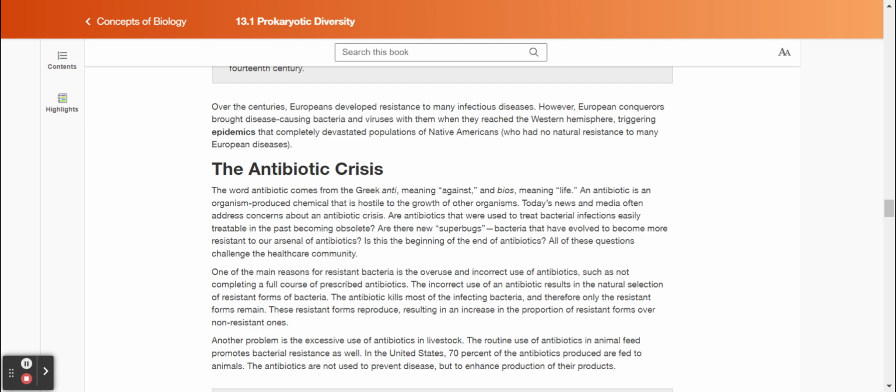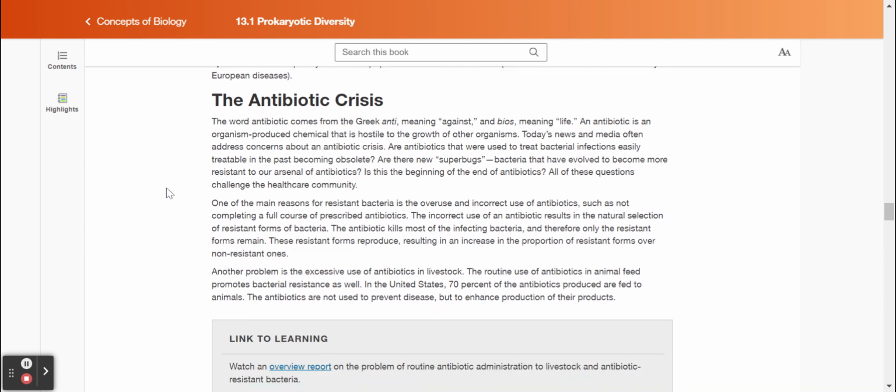All of these questions challenge the healthcare community. One of the main reasons for resistant bacteria is the overuse and incorrect use of antibiotics, such as not completing a full course of prescribed antibiotics. The incorrect use of an antibiotic results in the natural selection of resistant forms of bacteria. The antibiotic kills most of the infecting bacteria, and therefore only the resistant forms remain. These resistant forms reproduce, resulting in an increase in the proportion of resistant forms over non-resistant ones.